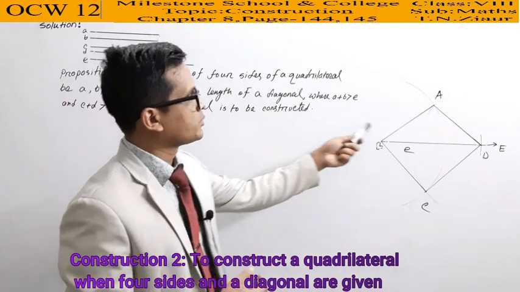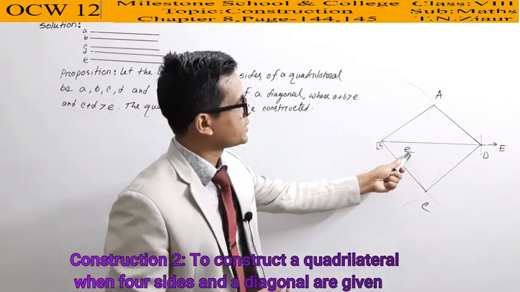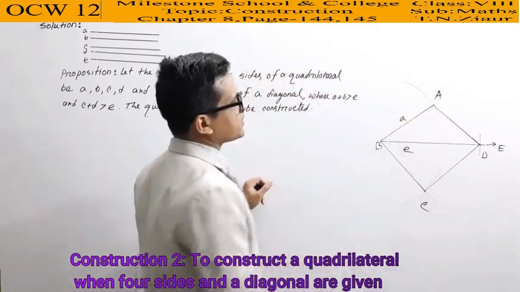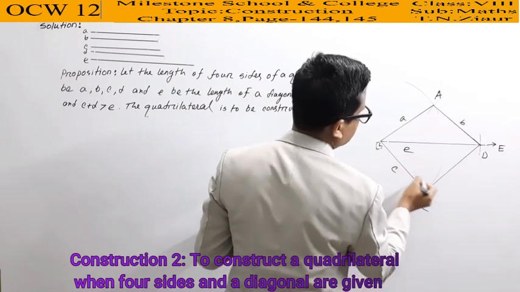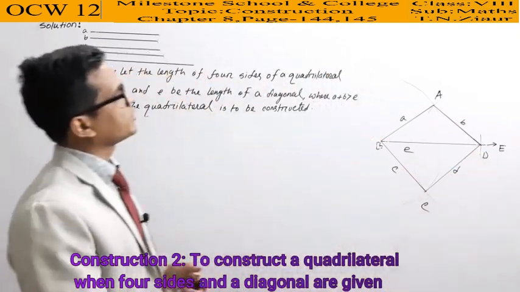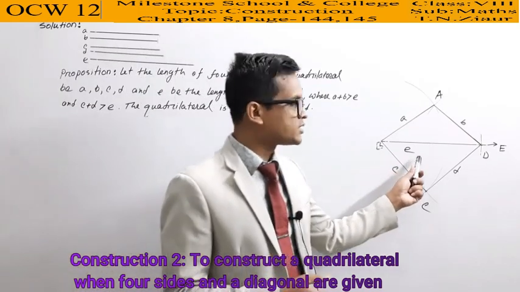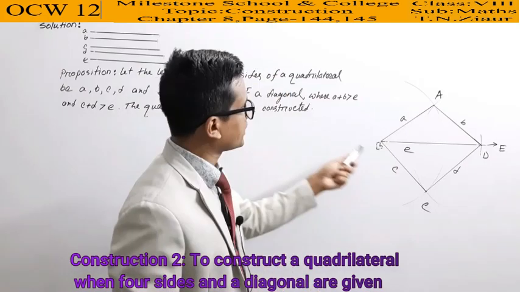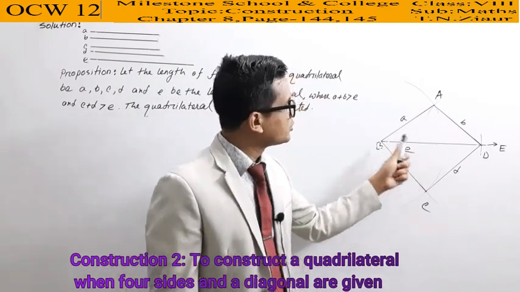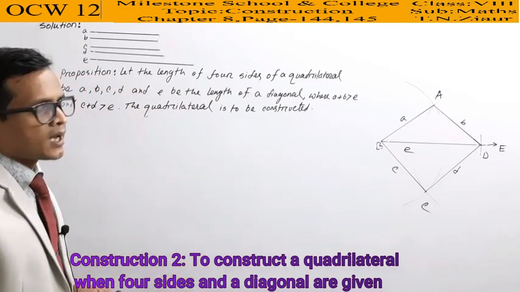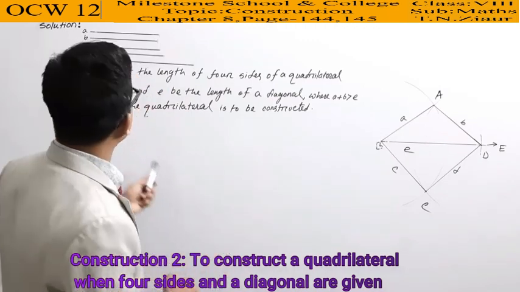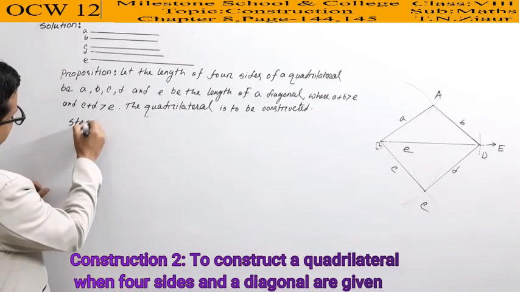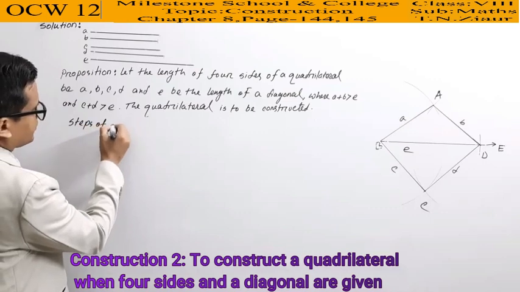Now students, already we have done this. This one I have taken is E, the length of E, and this one is A, and this one is B, and this one C, and this one D. That means these are the four sides and this one is a diagonal. A, B, C, D are the four lengths I have already taken, and this one is E. I hope you have understood this one. Now we have to write the steps of construction.